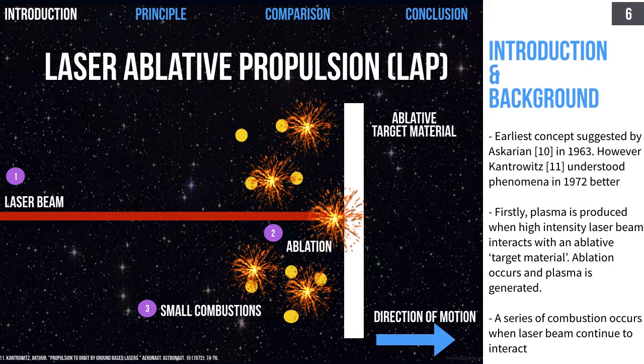The earliest concept of laser ablative propulsion was suggested by Askaryan in 1963. However, it was Kantrowitz who understood the phenomenon better in 1972. So how does laser ablative propulsion generally occur? Firstly, plasma is produced when a high-intensity laser beam interacts with an ablative target material. Ablation occurs and plasma is generated. A series of combustion then occurs when the laser beam continues to interact, either in pulses or in continuous mode.